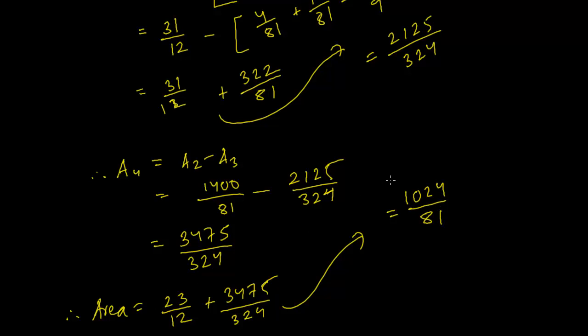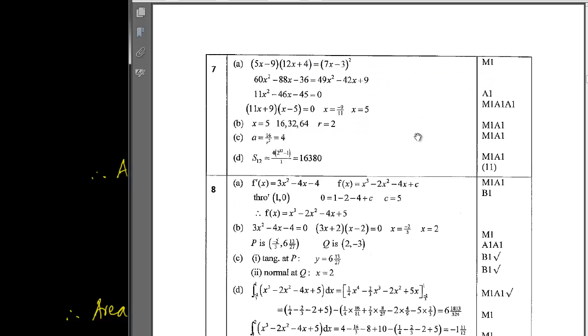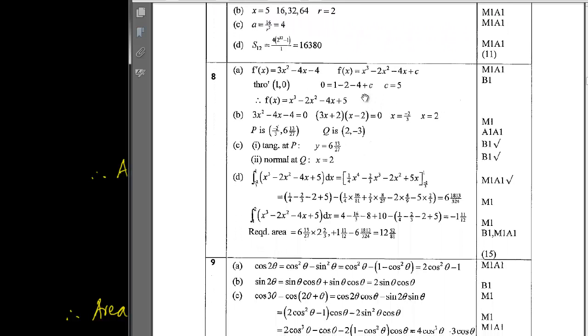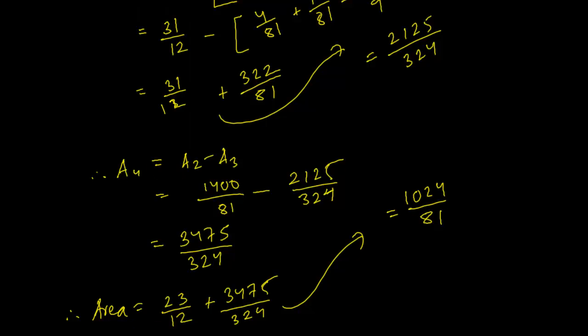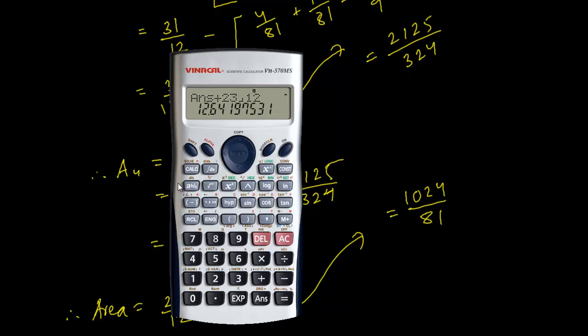So this is a sum that is so, the calculation is so lengthy, I would like to check the answer. So this is the mark scheme. So let's check for that question. So the required area is 12 whole 52 by 81. So 12 whole 52 by 81. Let's check our answer. So we press ABC. That's 12 whole 52 by 81. So it's correct.